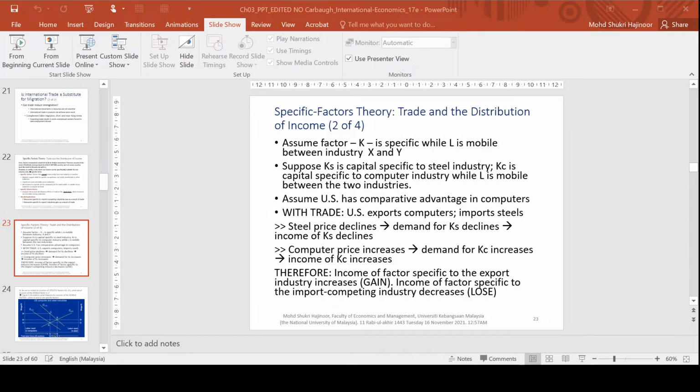Assume the United States has comparative advantage in computers. So this is given to us from our assumption. So in trade, the US exports computers. That's what we call export-oriented industry. And it imports steel. Steel is the import substituting or import competing industry. Import competing is steel. Export-oriented industry is computers for the United States.